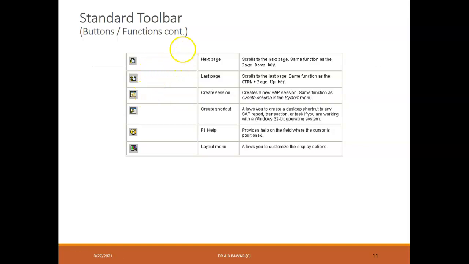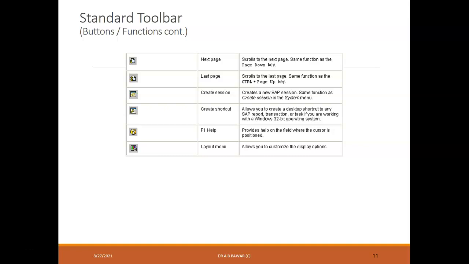Then the next one is Create Session. It is very important. It is just like creating a session in the system menu. So you can create a new session. You can have the previous window open and go to the next window, for the same session as a new session, by using this Create Session option. We can also create various shortcuts on a desktop for any SAP report transaction or for a particular task, where you want to switch every time very easily without following the previous steps. You can do that.